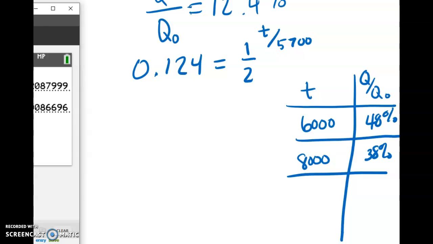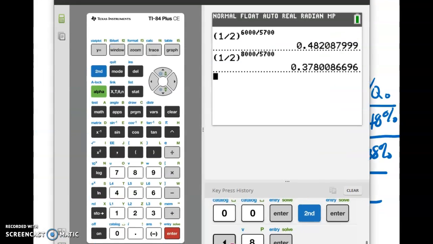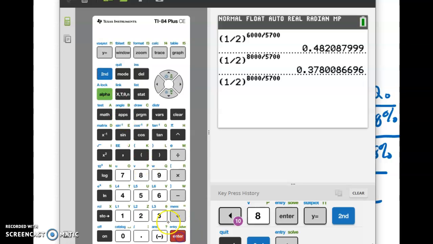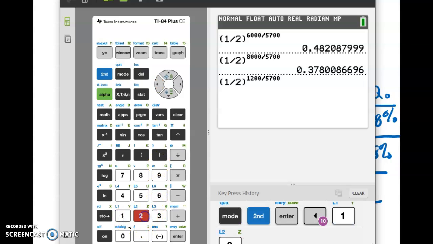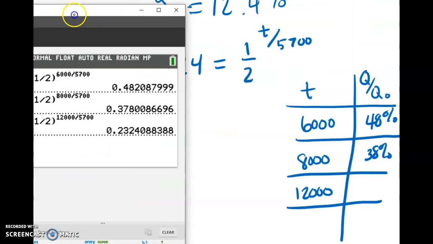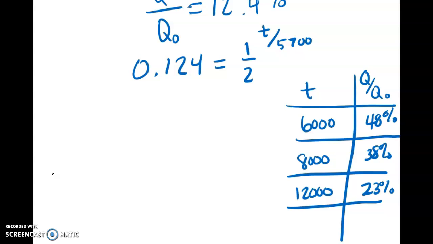So let's pick some larger numbers. Maybe we'll go up to 12,000. So I'm going to hit second, enter, and I'm going to change this to 12. Now I need to insert another 0, so second, insert, 0. So now I'm at 23%. So I'm getting closer, but still not quite there. So let me jump quite a bit here. Let's jump up to 16,000.